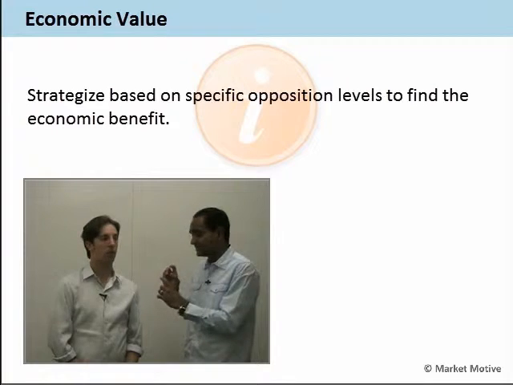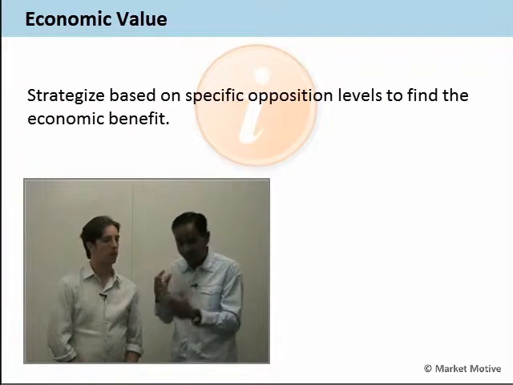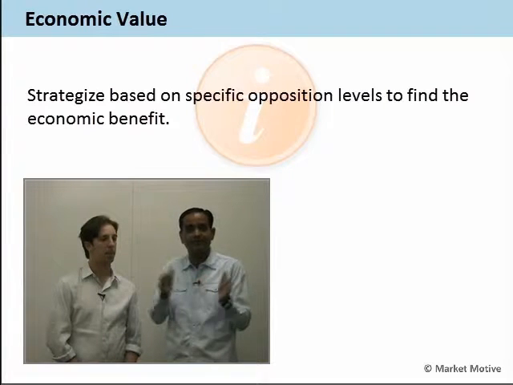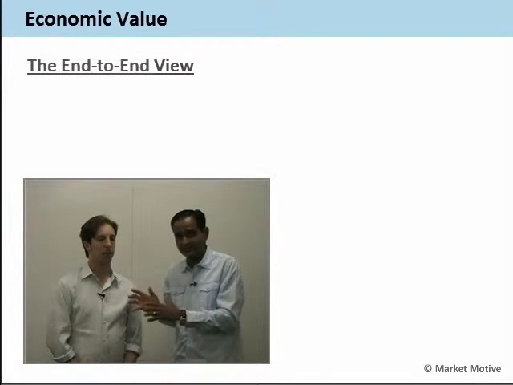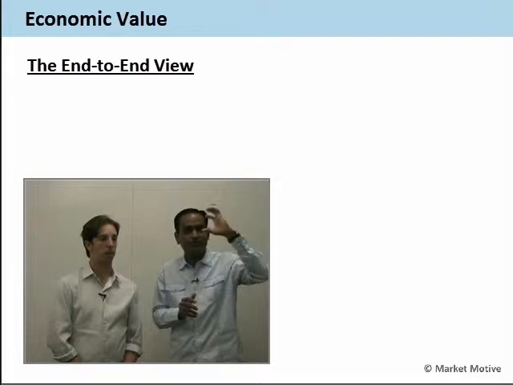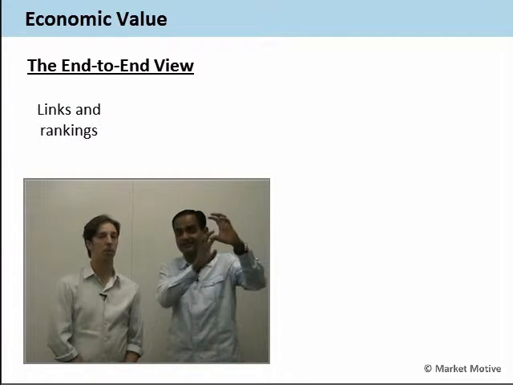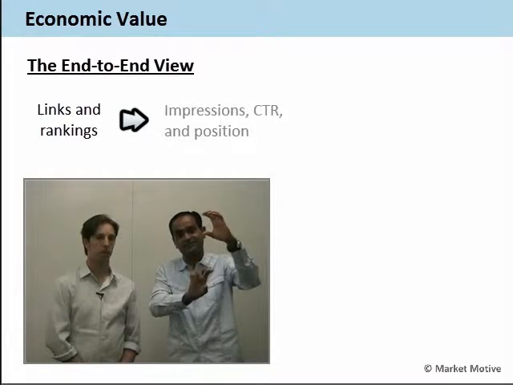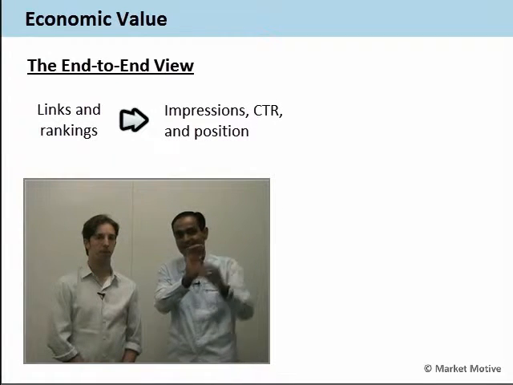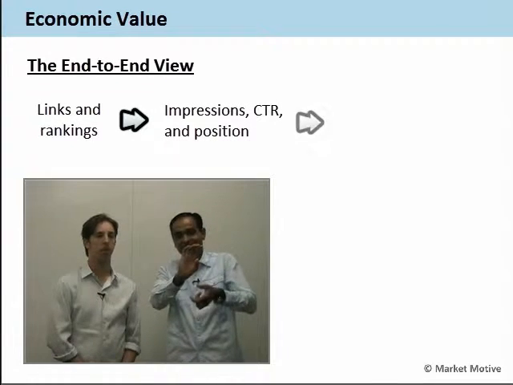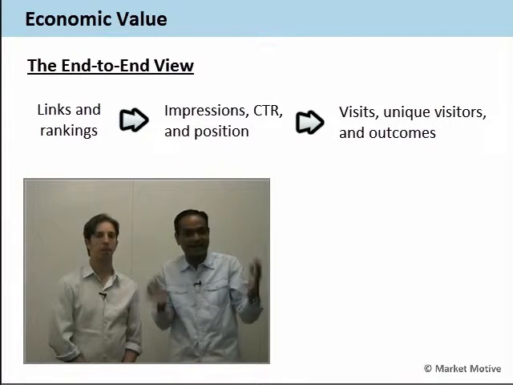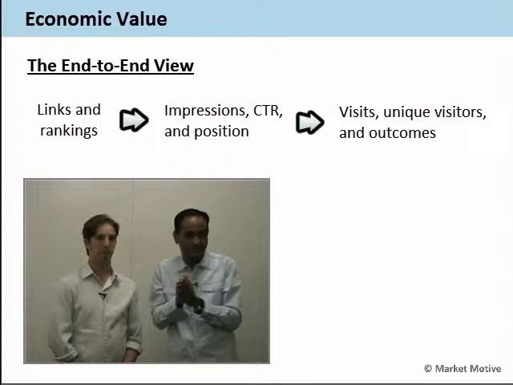After that, if I were to summarize this, there are lots of metrics you could look at, but I would encourage you to look at the end-to-end view, which we discussed at the very beginning of the video. You want to look at the links and the rankings. That is happening before anybody does anything. Then you want to look at impressions, click-through rates, and position. That's what happens at the search engine. And then you want to look at what happens on your site, which is visits, unique visitors, and outcomes. Boom. You've got to have this layering when you look at your data.